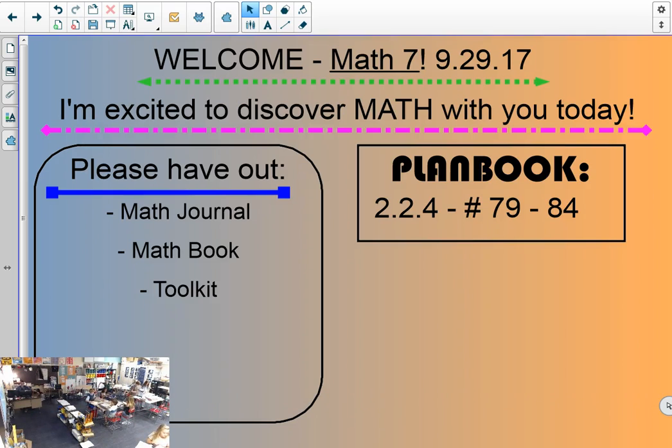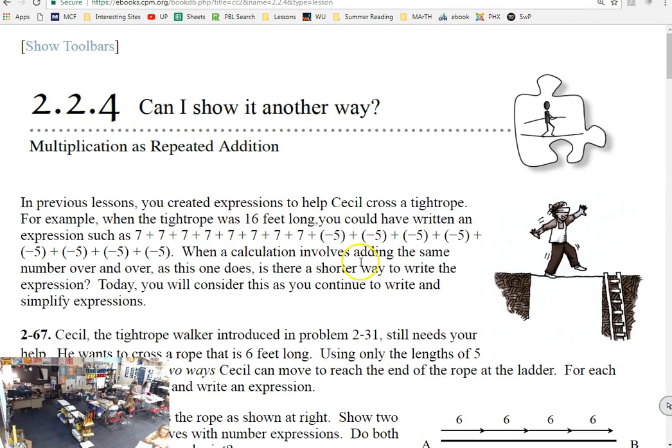So in your book, we are in 224. So please go ahead and find that page with me in your textbook. It is page 98 in your student text.